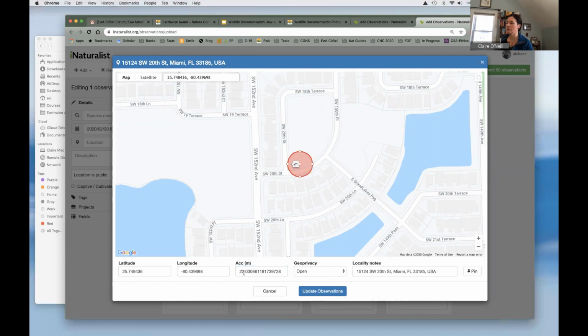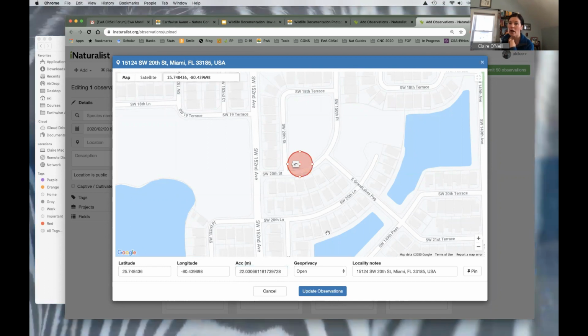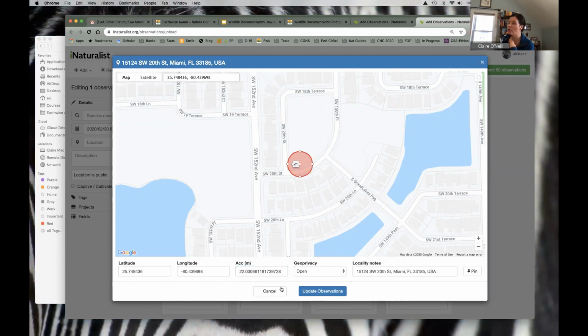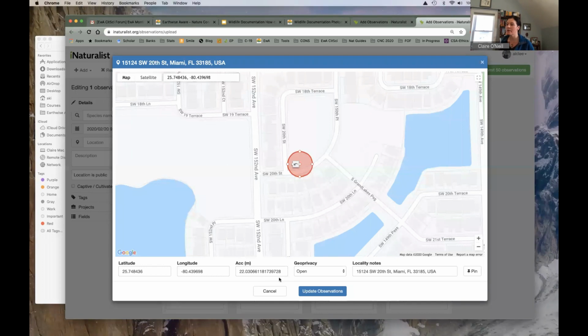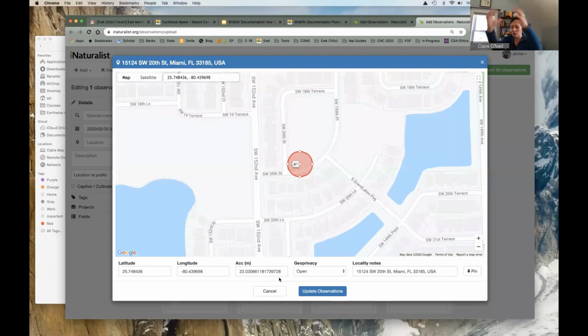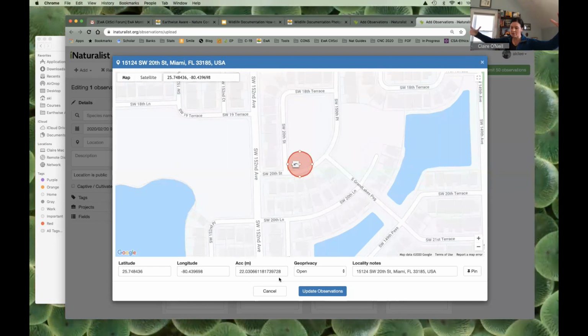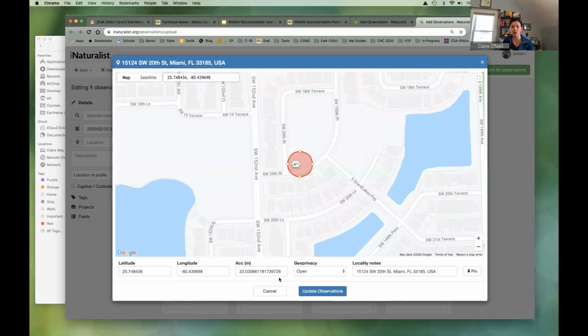So I went at 22. When you upload from your camera or your phone, by the way, I don't think that accuracy is set, so it's a blank field there. If you have too large an accuracy, you might have issues if you are within boundaries. If the accuracy is very large, it might not count the observation in the specific geolocation that you are trying to target.